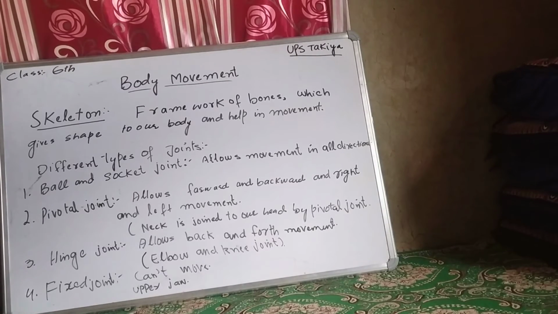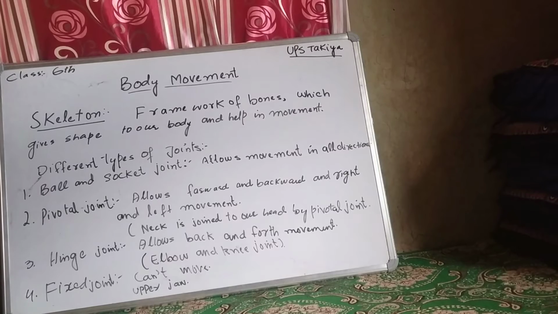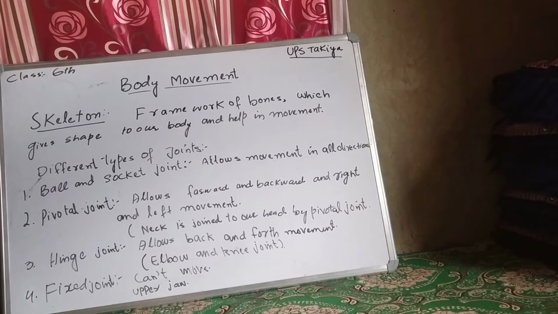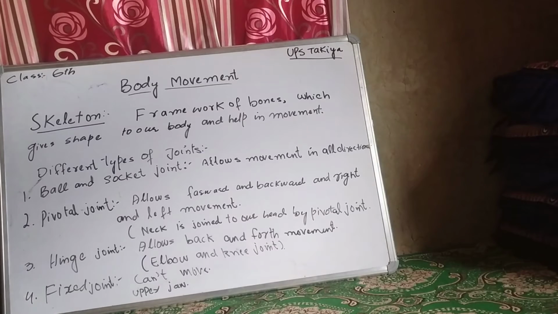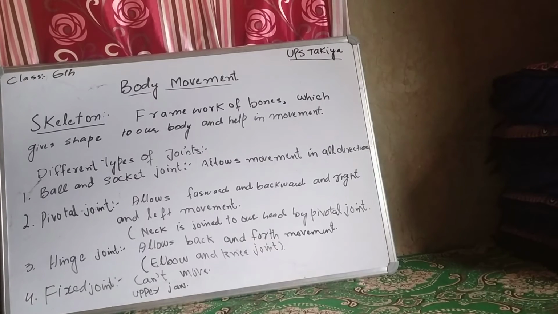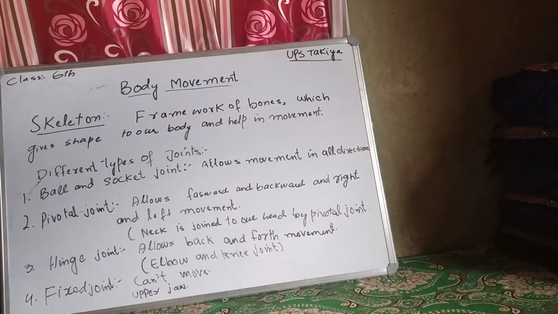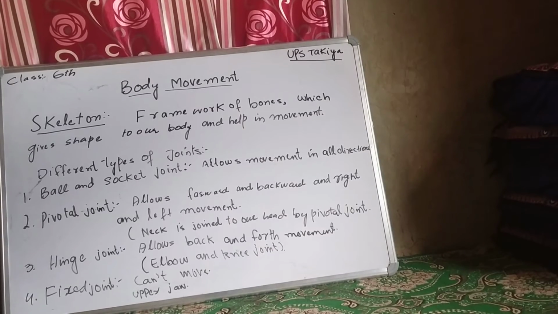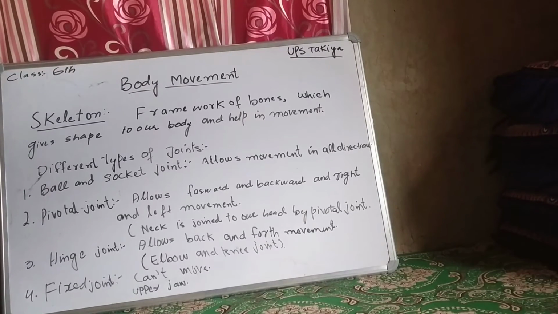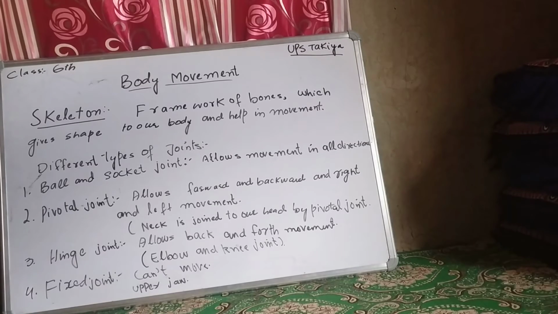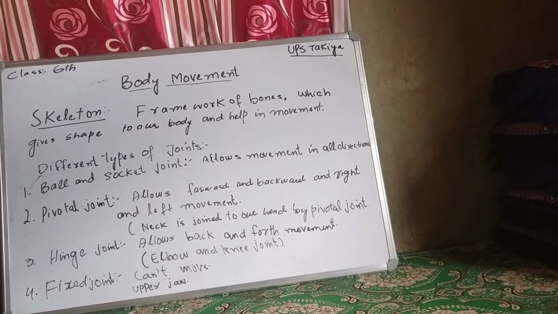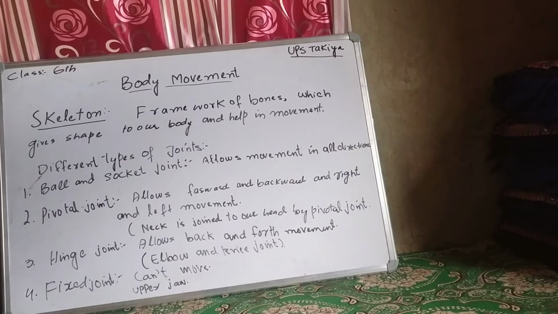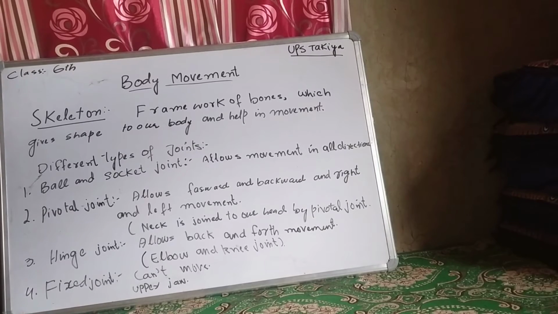And the movement, we see the movement in our body where there is a joint. So a joint is a place where we can see the movement. There are different types of joints in our body. I have written here some of them and we will discuss them briefly.